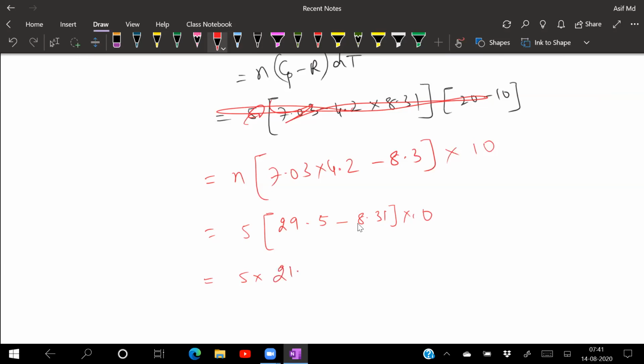This is 21.18, that is nothing but 21, I'll take it otherwise. So it is 21 into 10, and so that will be equal to this. I'm getting everything in terms of joules.